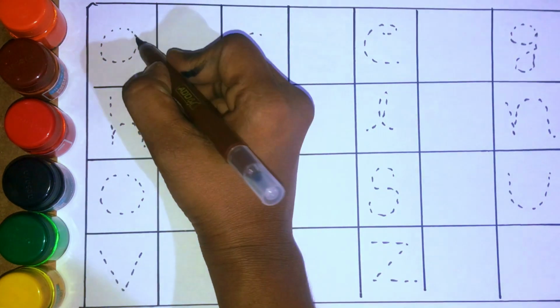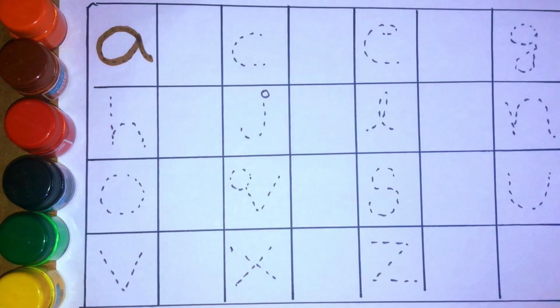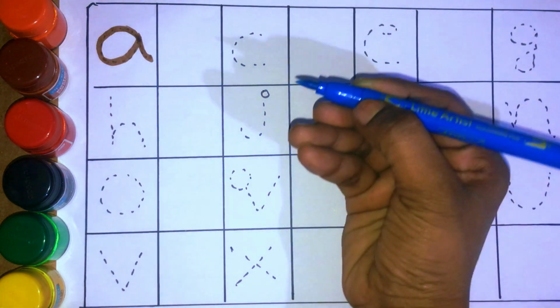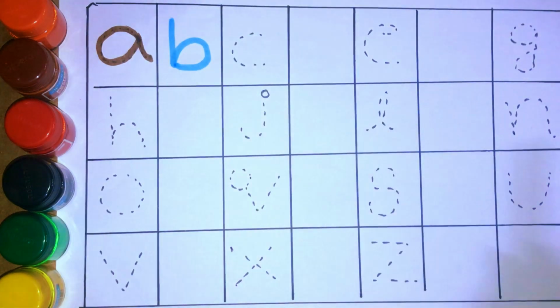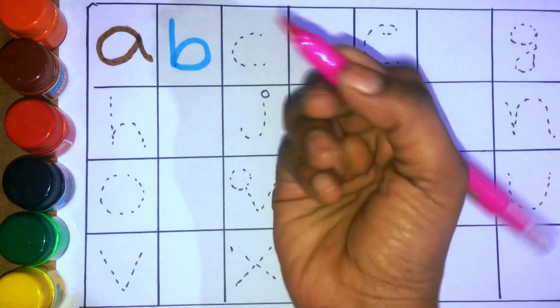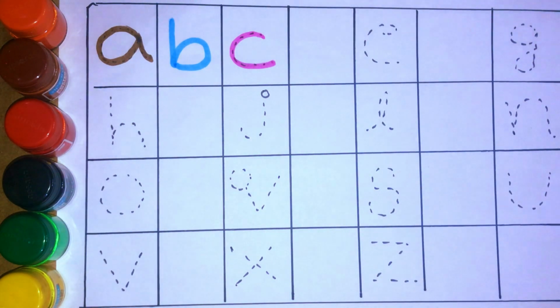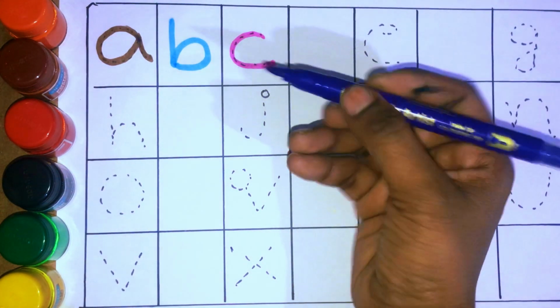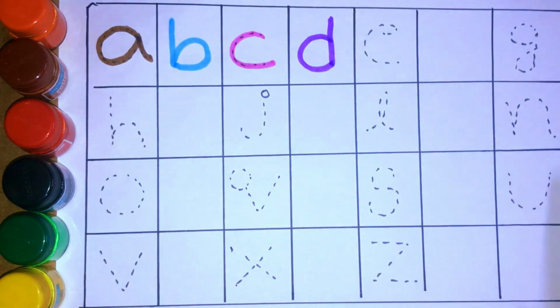Brown color, A. A for apple. Sky blue color, B. B for ball. Pink color, C. C for cat. Purple color, D. D for dog.